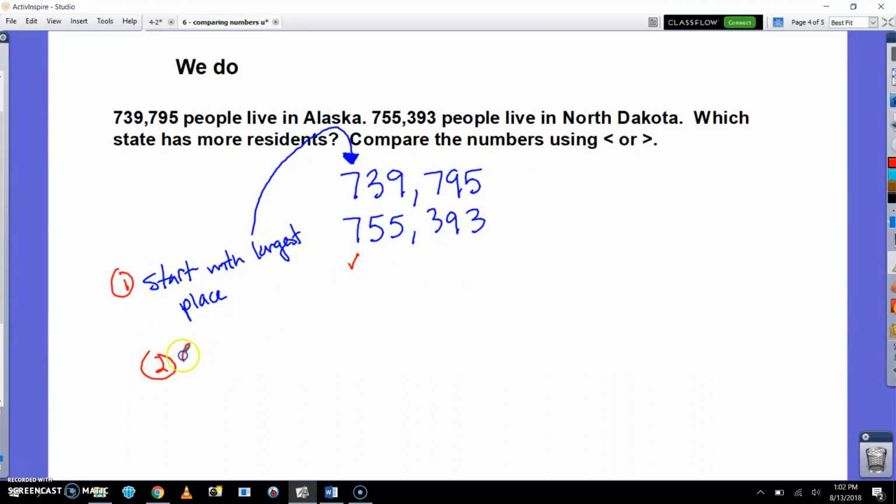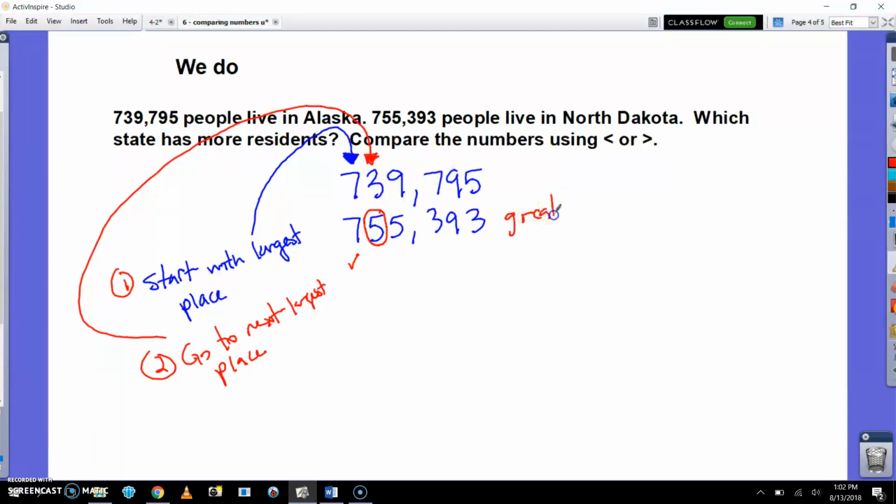So that's first. Second, go to next largest place. So that's going to be the 10,000s place. And here I already have a difference, right? This one has more 10,000s than the top one, so I can already tell this is the greater number. Greater because more 10,000s.